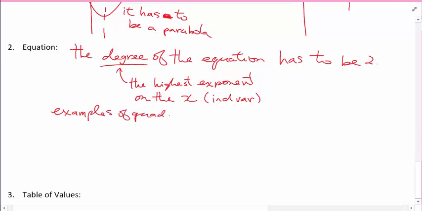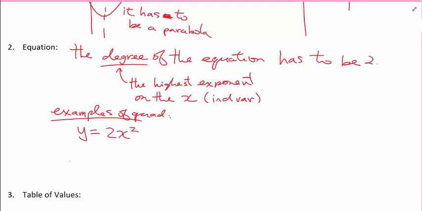Okay, so the highest exponent should be 2. Independent variable. Y equals. So what are some examples of quadratic? Y equals what? 2x squared? Yes, okay. Another example. Y equals x squared, right?